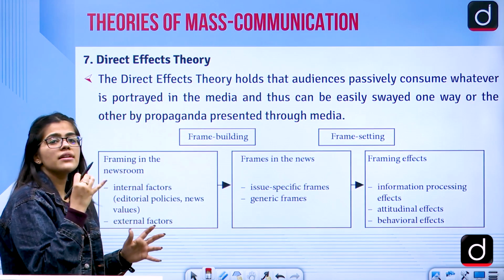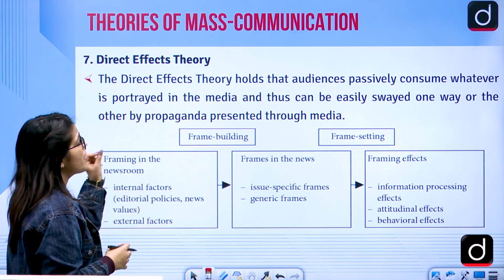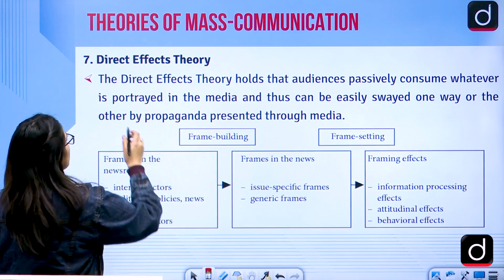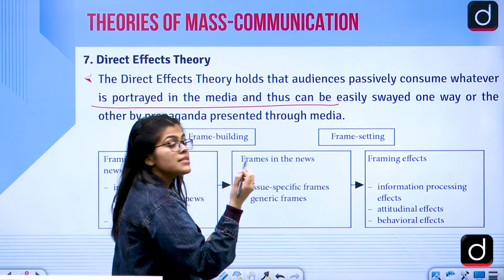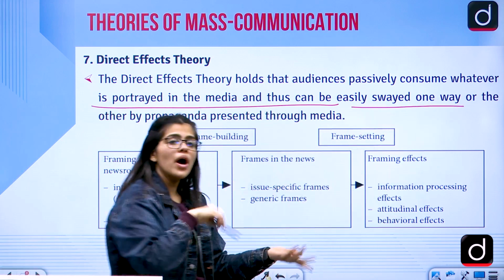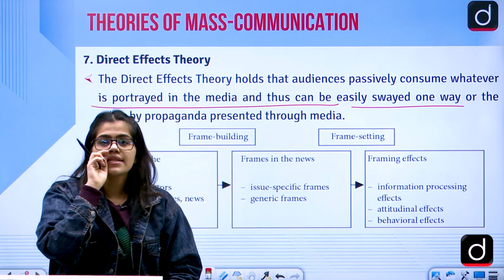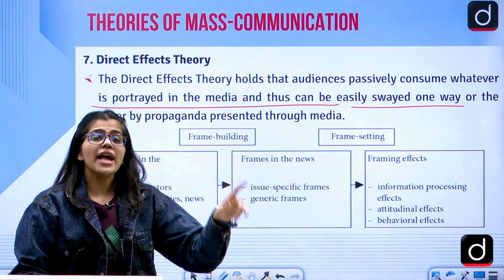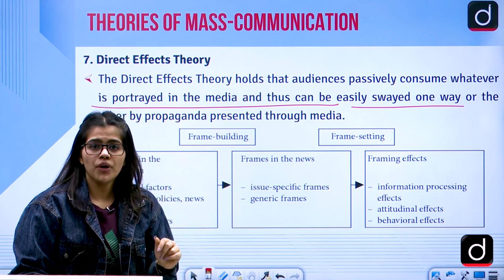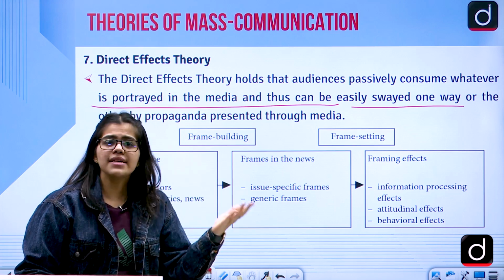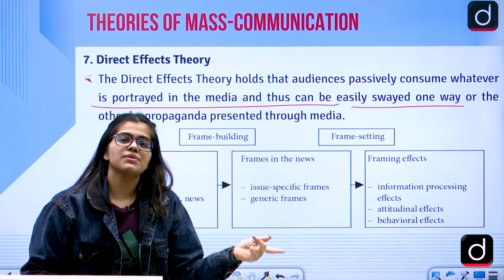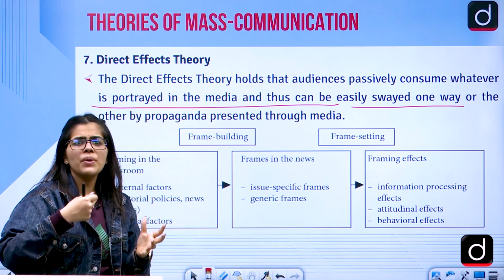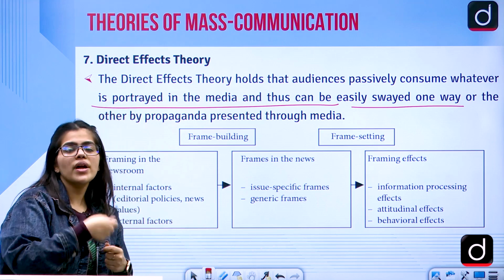Then you have the direct effects theory. The direct effects theory holds that the audiences passively consume whatever is portrayed in the media and thus can be easily swayed from one way to another. Now this theory says that whenever you are completely exposed to one particular thing, you tend to have an opinion related to that thing only, or you change your mindset and you are actually influenced by whatever you are seeing. Because we live at our home and we tend to become like our parents only. This is what this theory says.